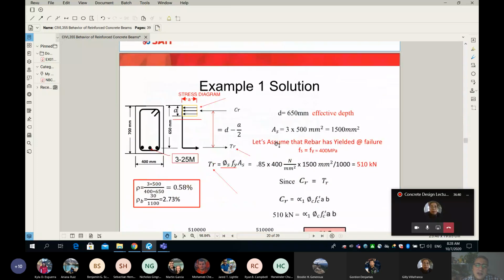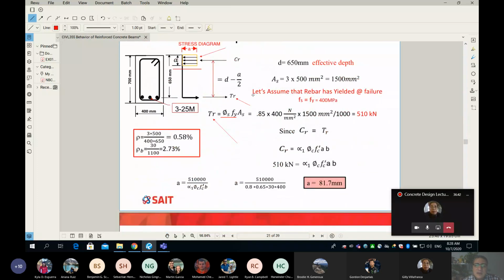And that's why, please read this statement. I said here, let's assume that rebar has yielded at failure. And because of this assumption, I know some of you will say, why do you assume? So I'm going to give you my first golden rule in this class. First golden rule, please listen to me. Assumptions are great. They make our life easy. However, we have to check them to validate our assumption before we take a decision.